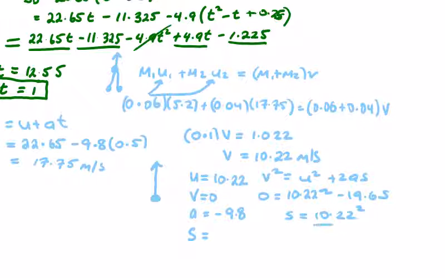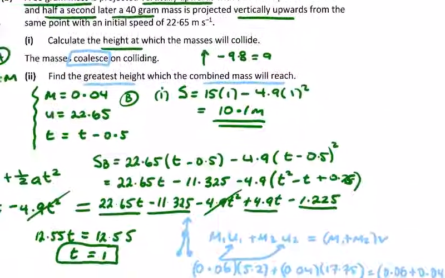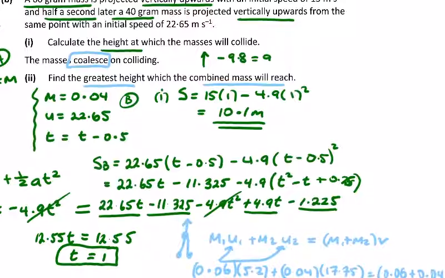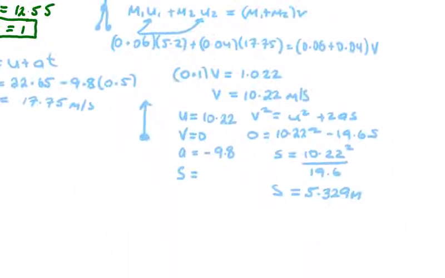So s is equal to 10.22 squared. We'll be dividing that by 19.6. So in one step on your calculator, we're going to get the greatest height to be 5.329 meters. And correct too. It just says find the greatest height, so we leave it at 5.329 meters. And that concludes this question.